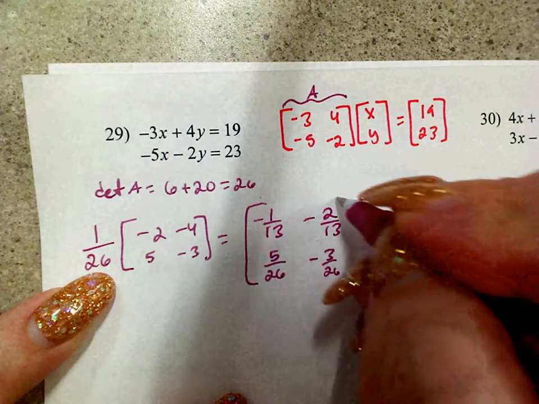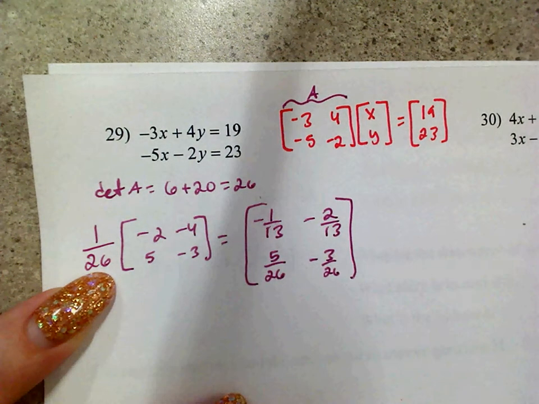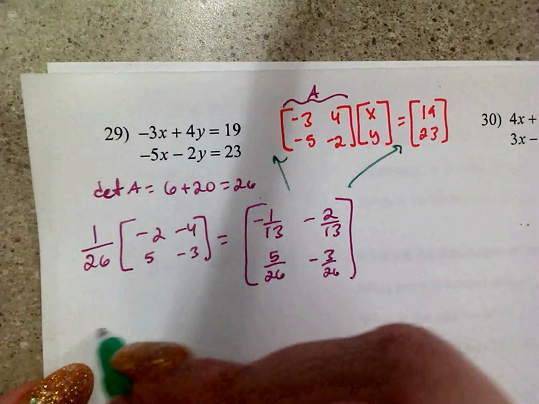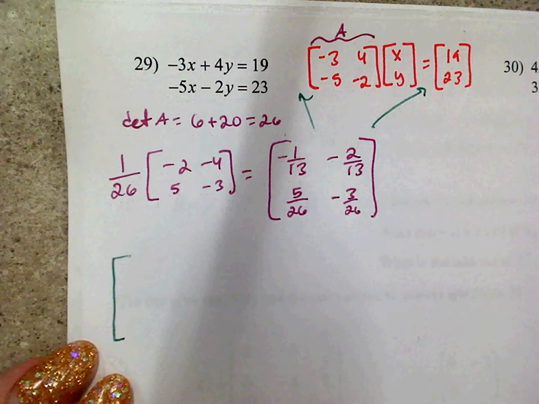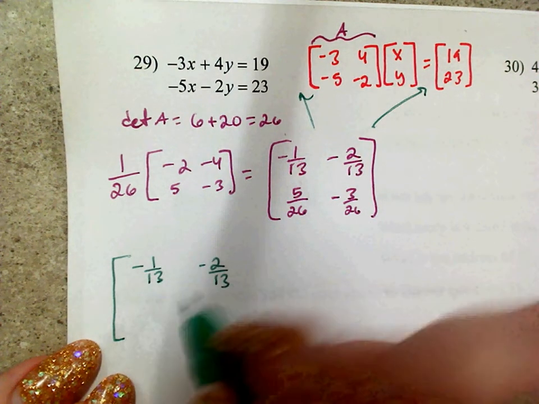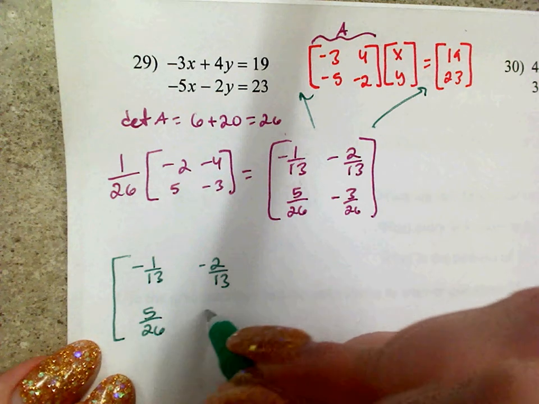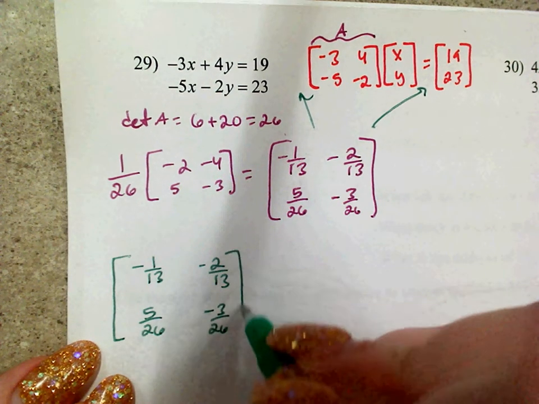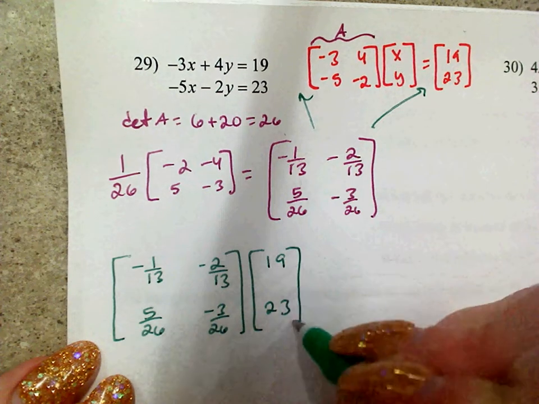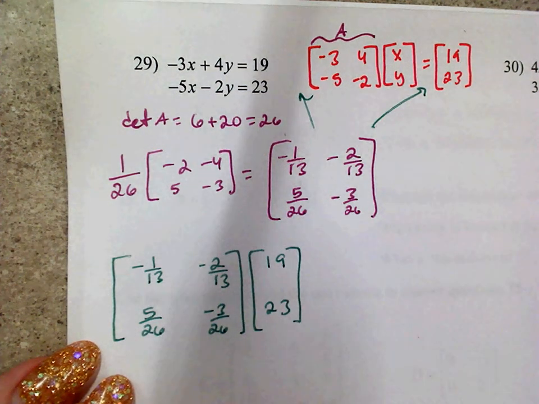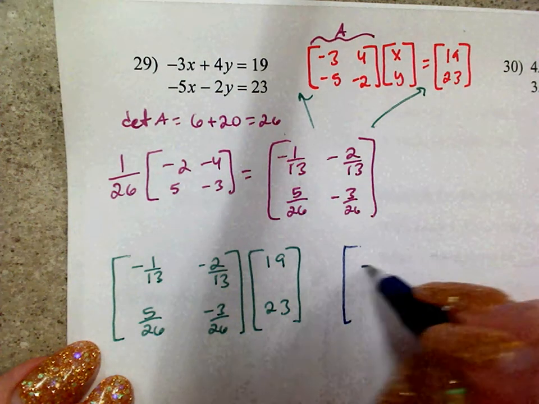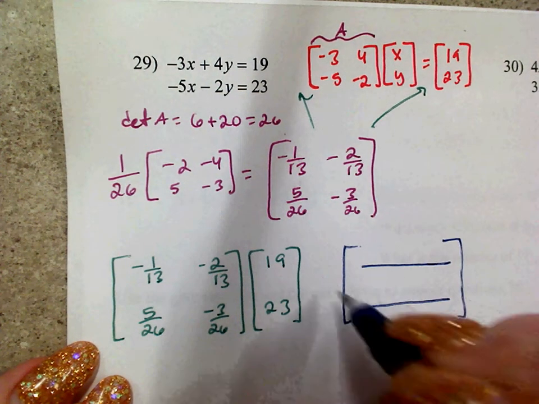And that is what we multiply on both sides of the equation, but we only really need this side. So we're going to say negative 1/13, negative 2/13, 5/26, and negative 3/26 times 19, 23. And we multiply row by column. Again, it's going to be a 2 by 1. Okay, so row by column.